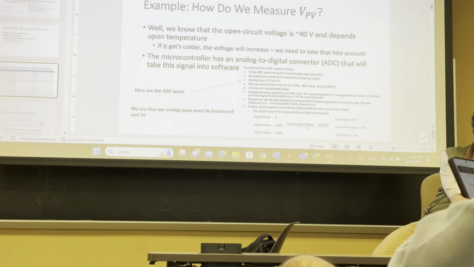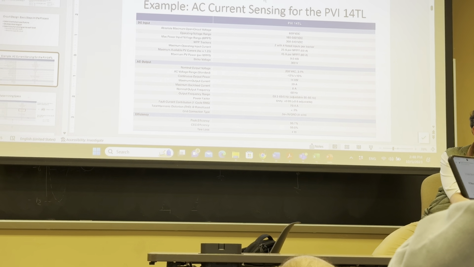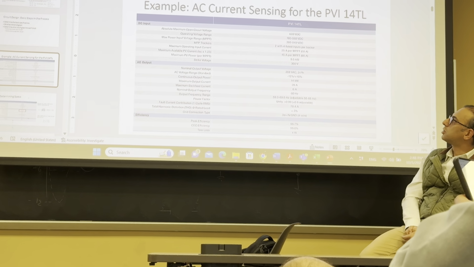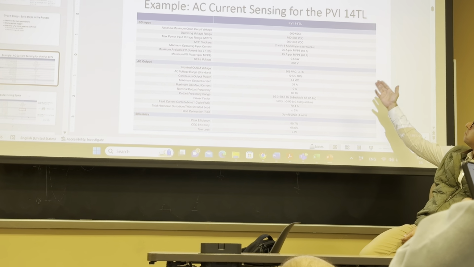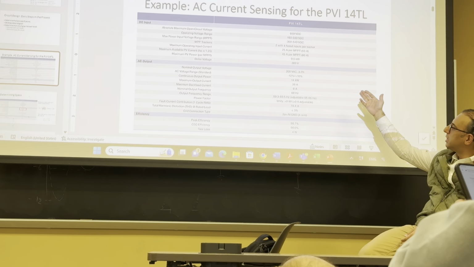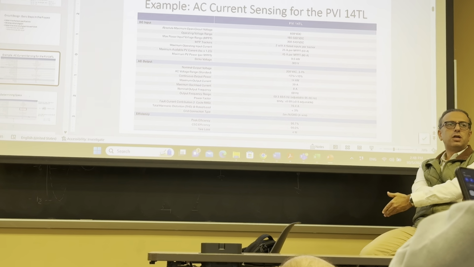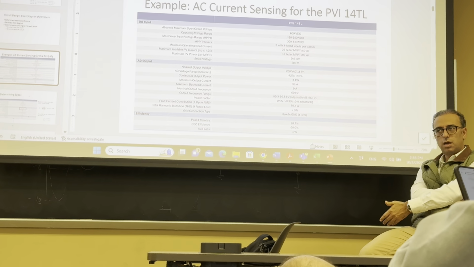All right, so you go to your systems that you're trying to design. For instance, in this case, you chose this inverter. In your case, you refer to your simulation setup.